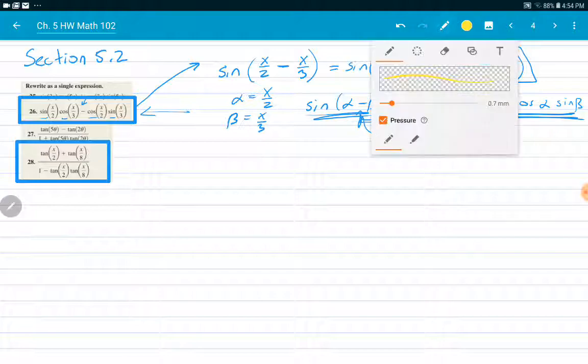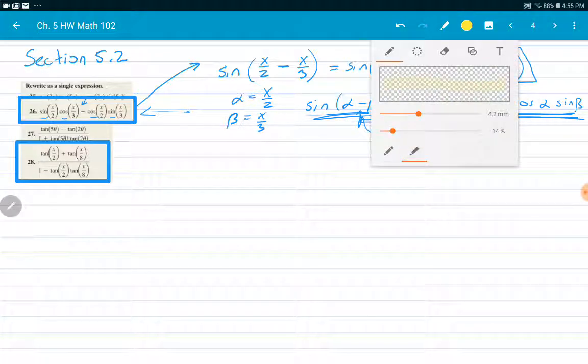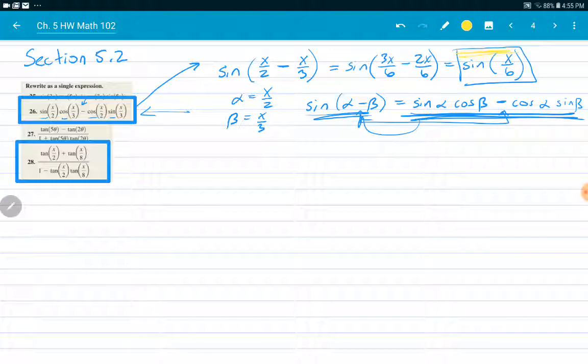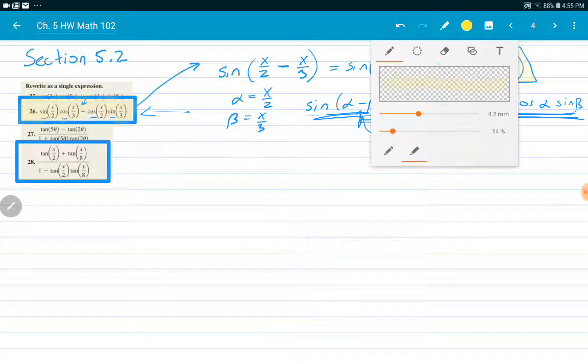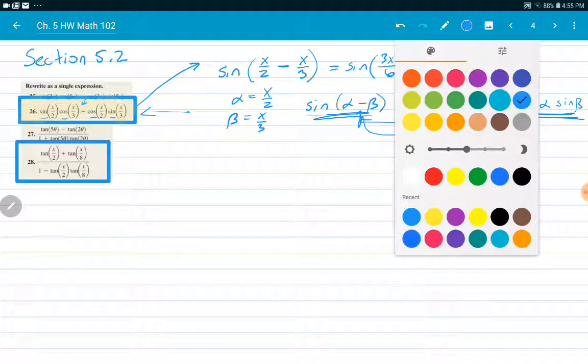Whoops, sorry, wrong pen. That's 26. Okay, and let's do 28 in purple.